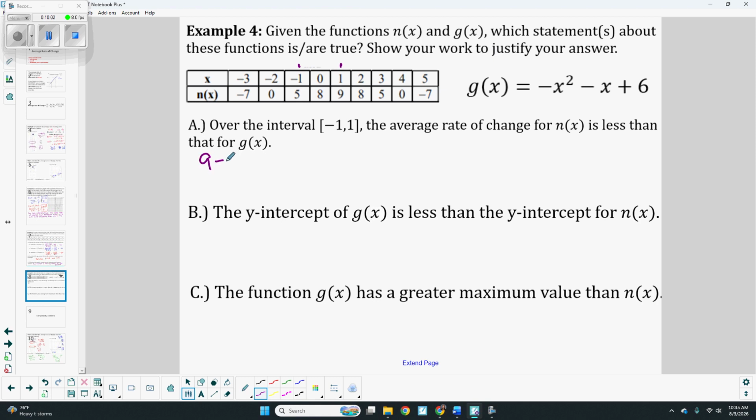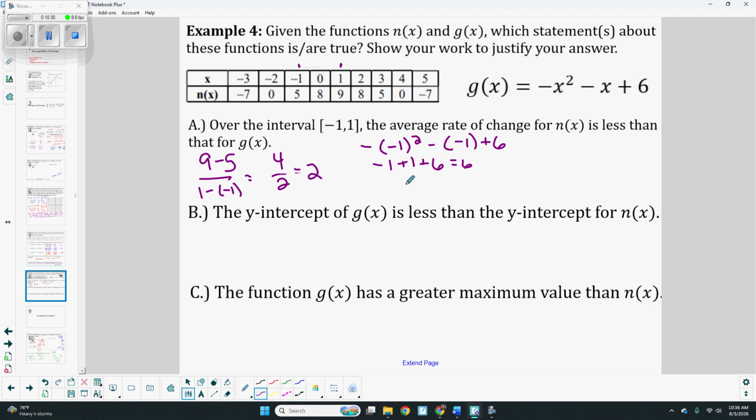So n of x between negative 1 and 1 would be 9 minus 5 over 1 minus negative 1. 4 over 2 is 2. For g of x, we have to plug in both negative 1 and positive 1. That's negative negative 1 squared minus negative 1 plus 6. So positive 1 times negative is negative. That's positive. 6 is 6.